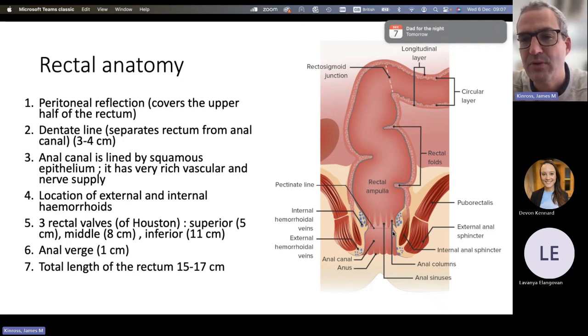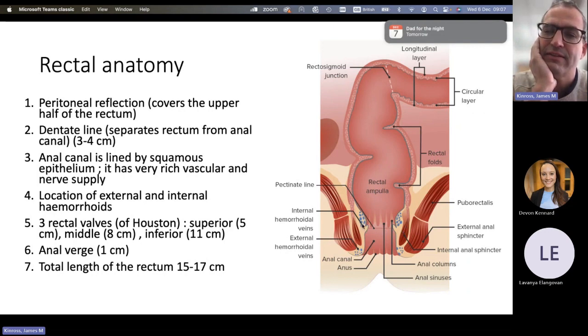Pathologically, it's important, but it's also important because sensory nerves come from outside in. So you have lots of sensation up to the dentate line, but after the dentate line, it's painless, which is why when we apply therapy for hemorrhoids, we always apply it above the dentate line. The anal canal is lined by a different type of epithelium to the rectum. The anal canal is squamous, and it has a very rich vascular and nerve supply. And you can see the location of the internal hemorrhoids, just above the dentate line, where these little valves are.